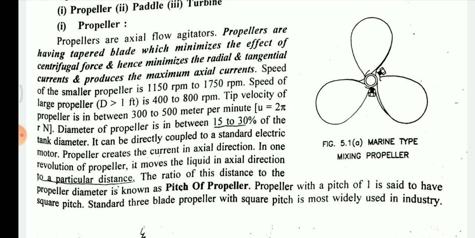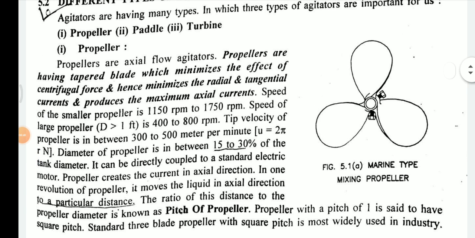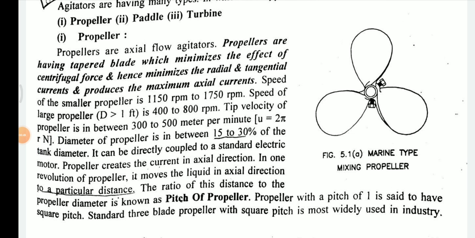It is also used in a fan, boat or other things. So first are the propellers. As seen in Figure 5.1, a propeller looks like that, having three blades. Propellers are generally axial flow agitators, which create an axial flow. So we have propellers, paddles and turbines. First we see the propellers.